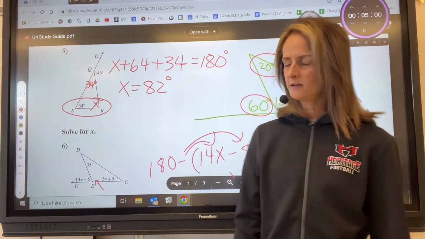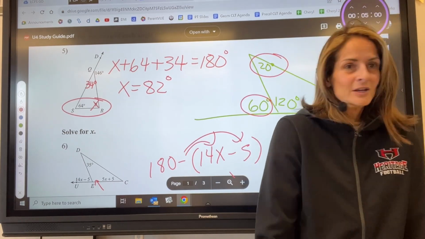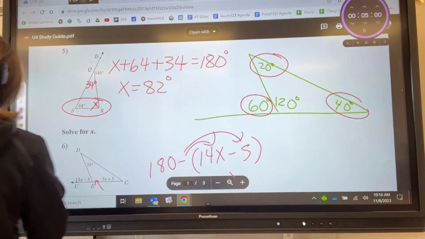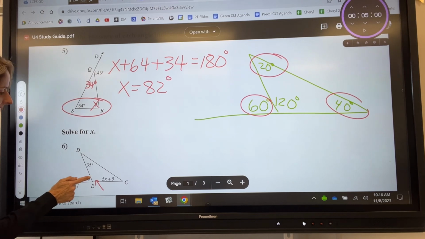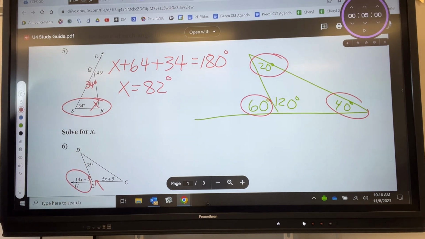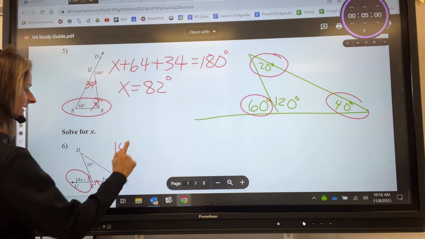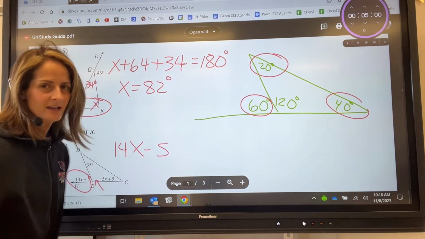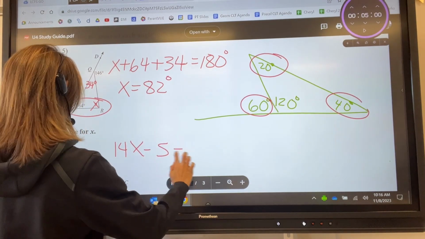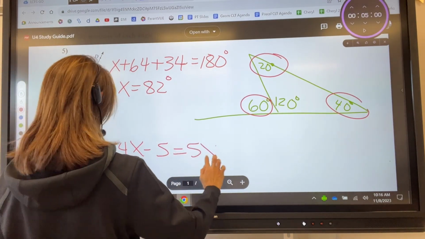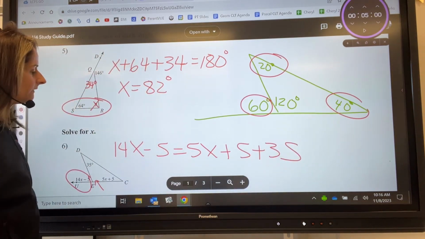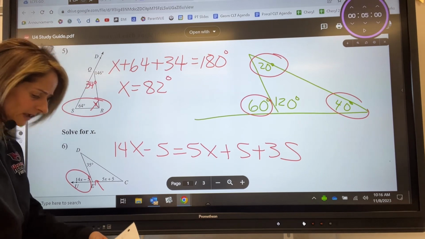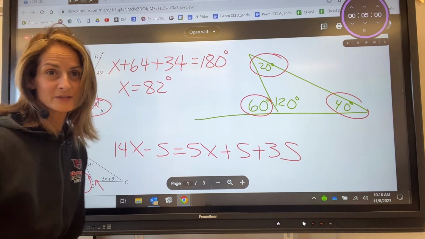You can do that, or you can just set this exterior angle equal to the sum of those two. So it's 14x minus 5 equals, yep, I heard you. And then solve for x. And I just did that, and I got x is 5.